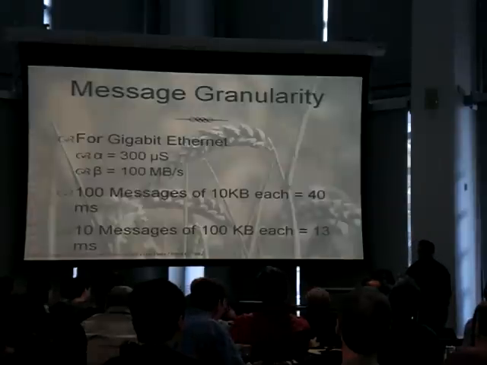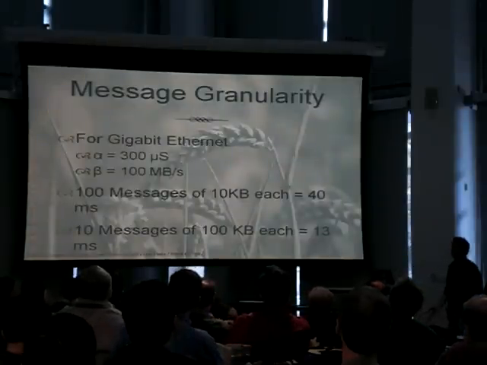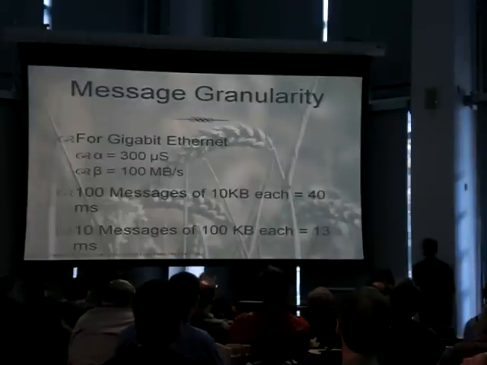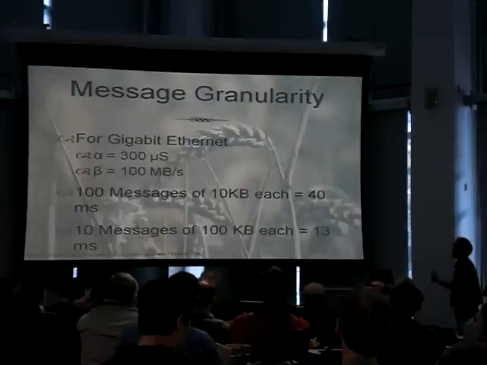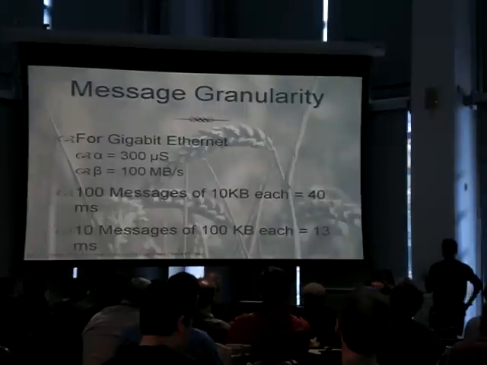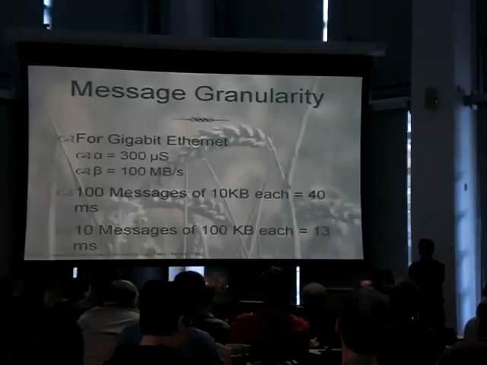So let's take a concrete example here. Let's say we have a gigabit Ethernet link. Everything being fine, we'll expect to get around 300 microseconds latency for a message transmitted over TCP on this gigabit Ethernet, and the total payload bandwidth that you expect to get is around 100 megabytes per second. So you have to send 1 megabyte of data from one machine to another.